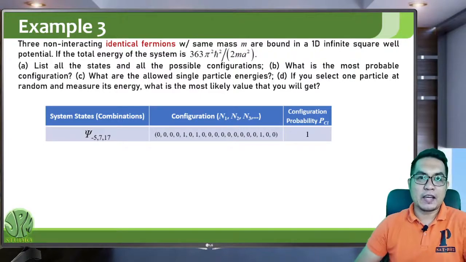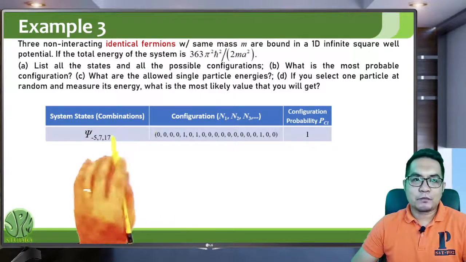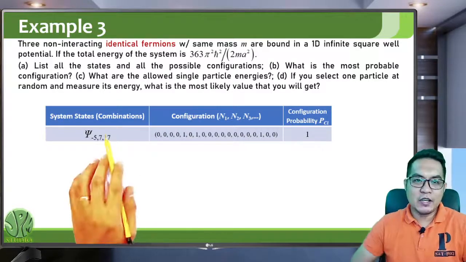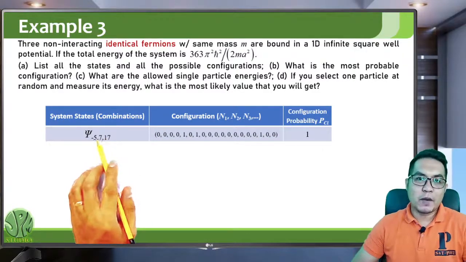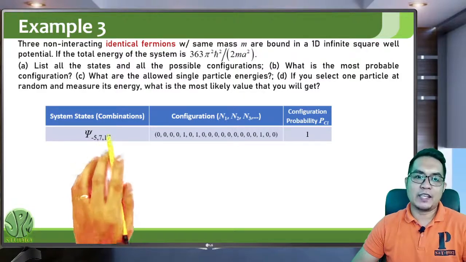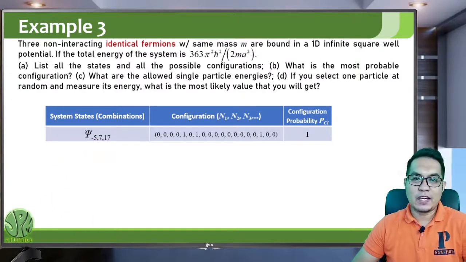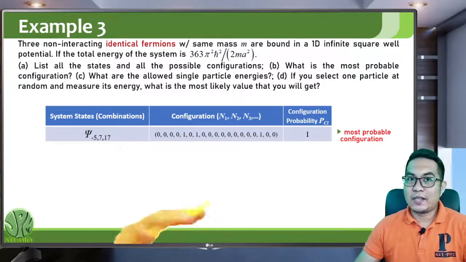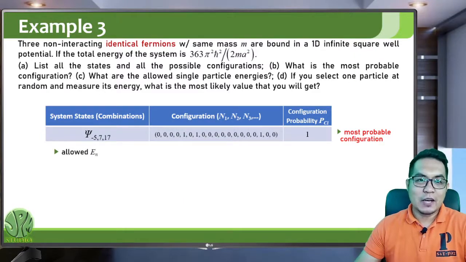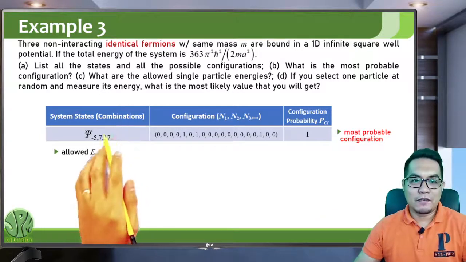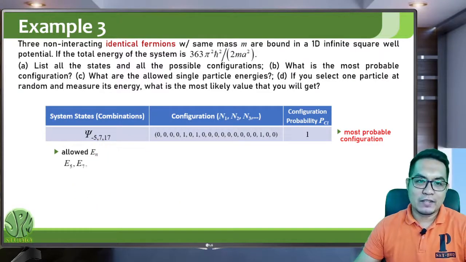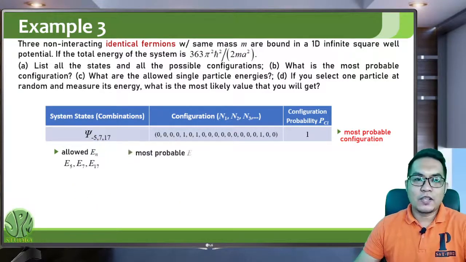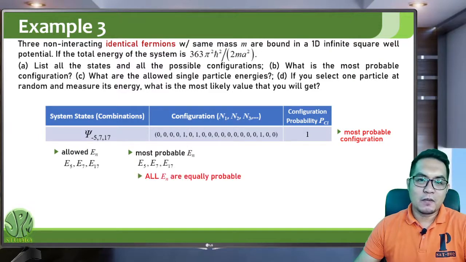The state is 5, 7, 17. Again, since this is now quantum statistics, we already took into account all of the possible combinations of 5, 7, and 17 in this state, psi minus. So there's only one configuration and only one state, meaning this is the most probable configuration. The allowed energies are only 3: E5, E7, and E17. All of these 3 are equally probable. They have the same probability, 1/3 each. So they are all equally probable.